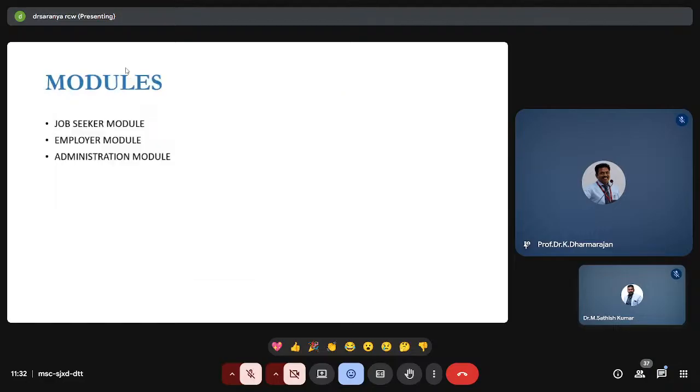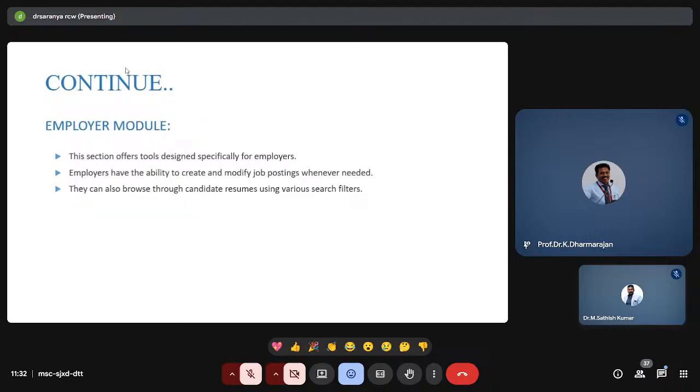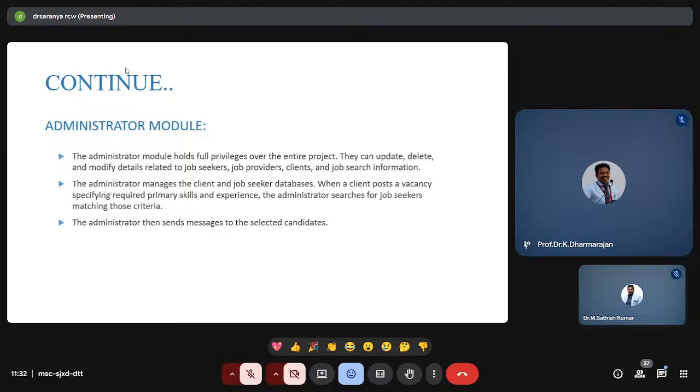Employers can create job postings, edit or delete them, and search for candidates using filters like skill, qualification, or experience. Job seekers can upload their resume, edit their qualification, update their skills, and apply for jobs that match their interest. The admin can add, edit, or remove information about job seekers, employers, and the job posts.